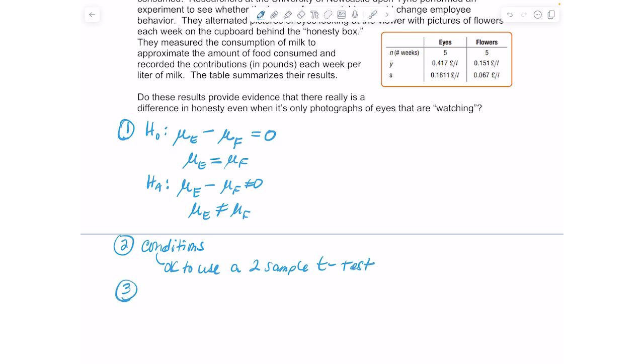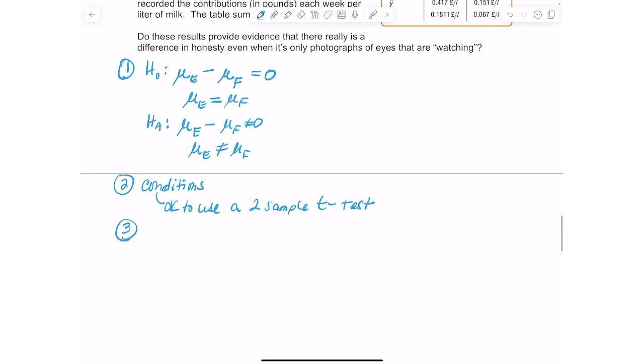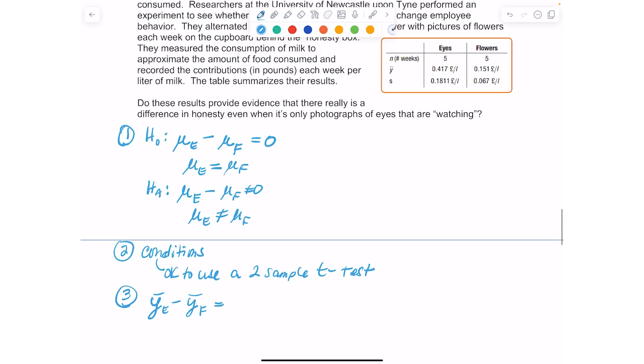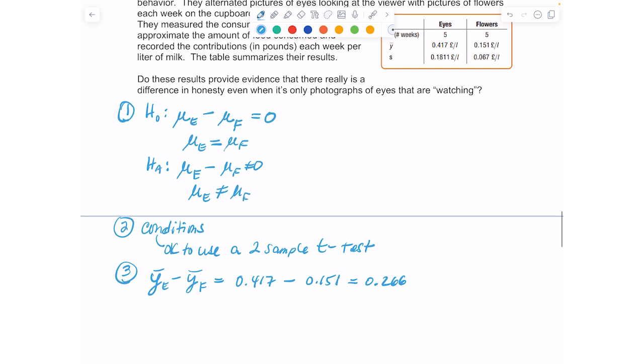All right, for step number 3, we have our calculations, which we're going to do y bar E minus y bar F. So if I look at my table, it's 0.417 pounds per liter minus 0.151. And when we subtract them, we get 0.266 pounds per liter.